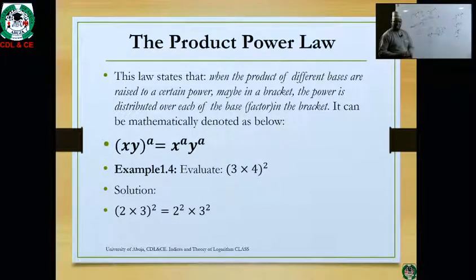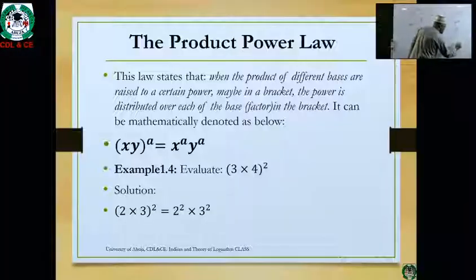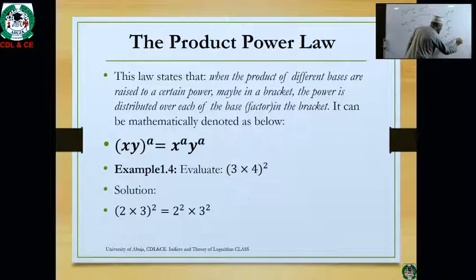It is a situation where the power is distributed across the bases in the bracket. What does this law state? It simply states that when a product of different bases is being raised to a certain power, maybe in a bracket, the power is distributed over each factor in the bracket. What am I trying to say? Supposing we have x and y raised to power a. The law simply states that since the bases are unequal, this power will be distributed across this. This simply means that we have x raised to power a and y raised to power a.